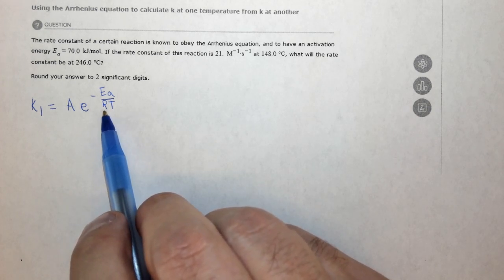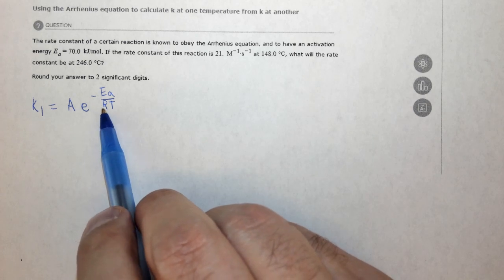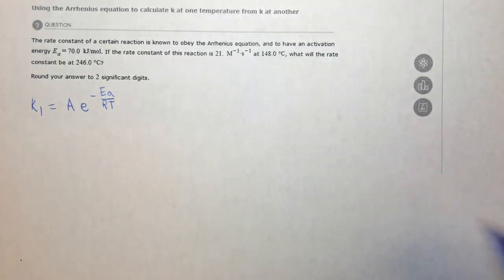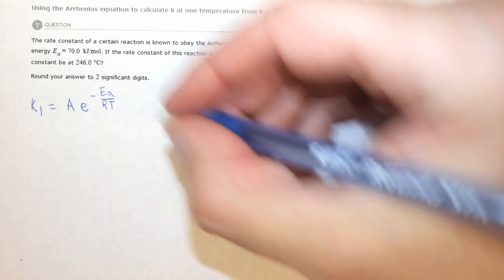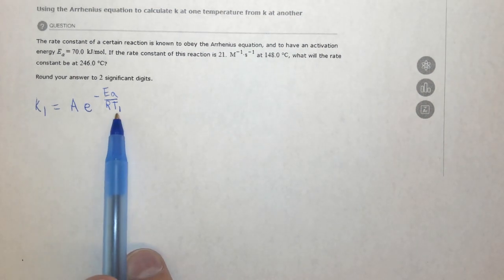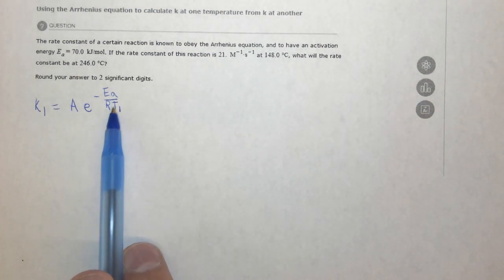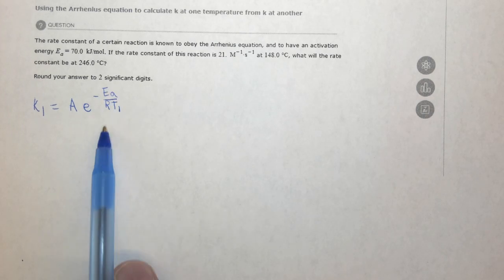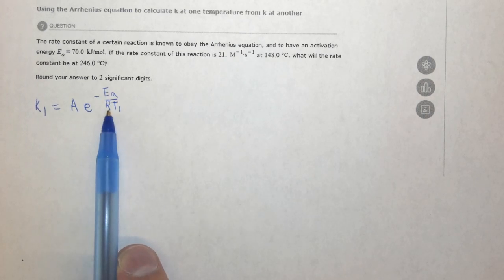Note that R, you may be familiar with from the gas law equation as 0.08206, and that's liter atmospheres per mole K. In this case, it's joules per mole K, so it's just a different unit. That's why it has a different value. I should also indicate that this is the rate at temperature 1. The activation energy is constant for the reaction, and R is constant for the reaction.